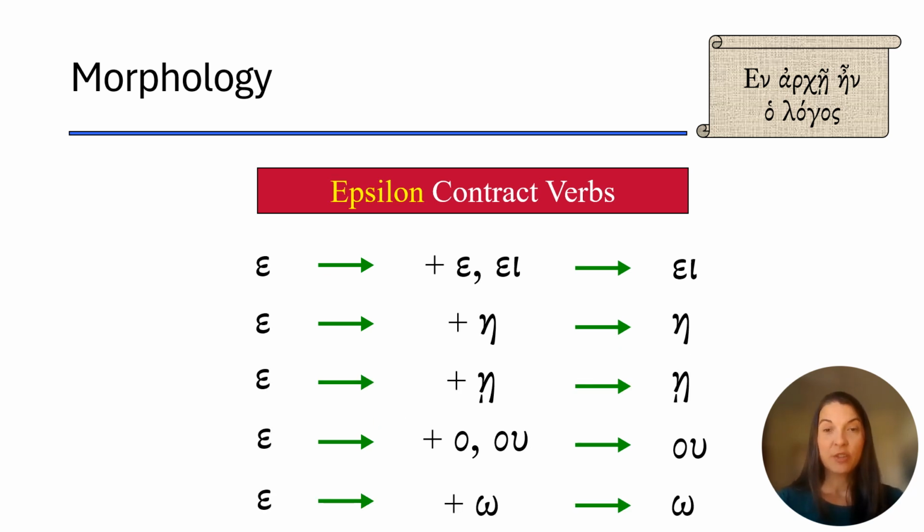For the epsilon contract verbs, you're going to have an epsilon at the end of your contract verb stem. And when an epsilon interacts with another epsilon or an epsilon iota diphthong, it will turn into an epsilon iota. With an eta, it turns into an eta. With an eta subscript, it turns into an eta subscript. With an omicron or an omega, it turns into the omicron upsilon diphthong. And then omega always changes to an omega.